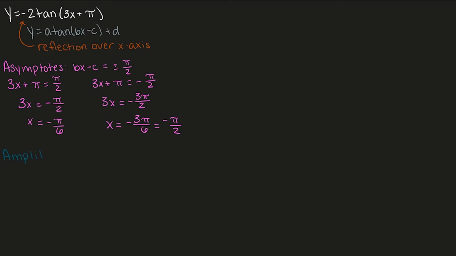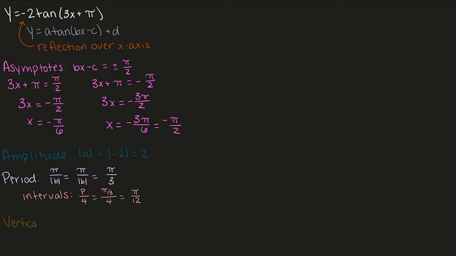Our amplitude is equal to the absolute value of negative 2, which is 2. Our period is pi over our b term, which is pi over 3. So our intervals are our period divided by 4, which is pi over 3 divided by 4, and that's pi over 12. Our vertical shift is d equals 0. Since we don't see anything on the end of our transformed function, we know that means d is equal to 0.